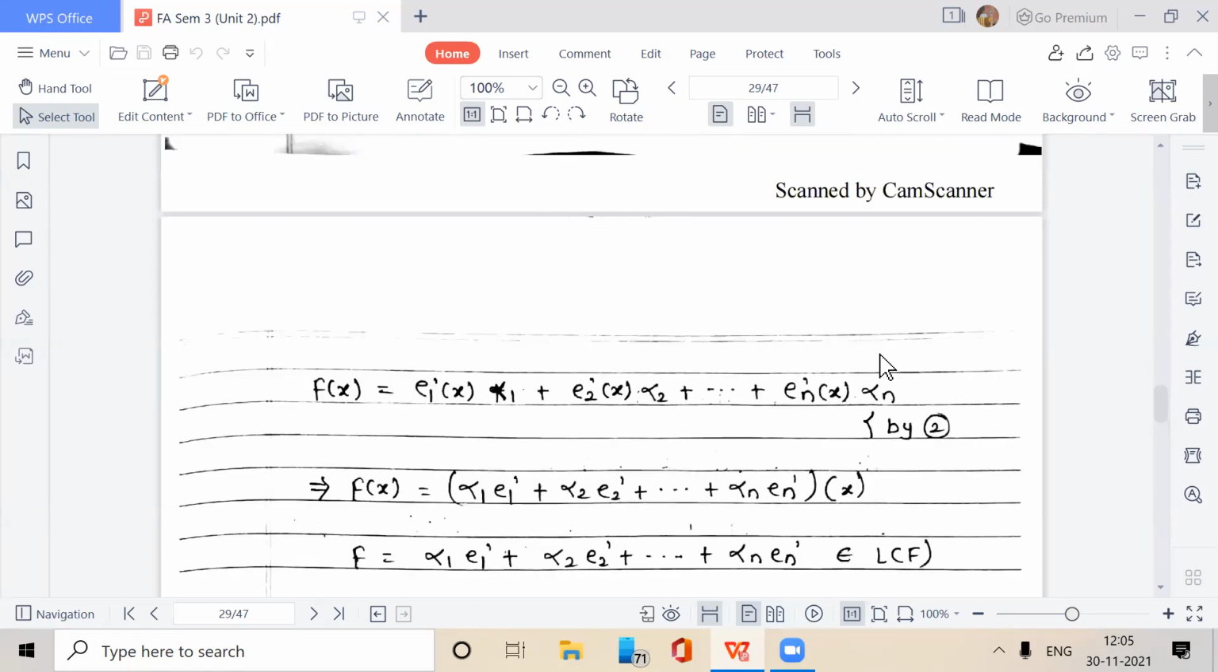We have proved linear span of the set of elements E1 dash, E2 dash up to so on En dash is a subset of X star, and then proved that X star is a subset of this set. Thus, it is proved that linear span of these elements is equal to X star. So, as these elements are linearly independent, the set of these elements is a basis for X star. Hence, dimension of X star is equal to finite element small n. Hence, X star is finite dimensional and hence proved.